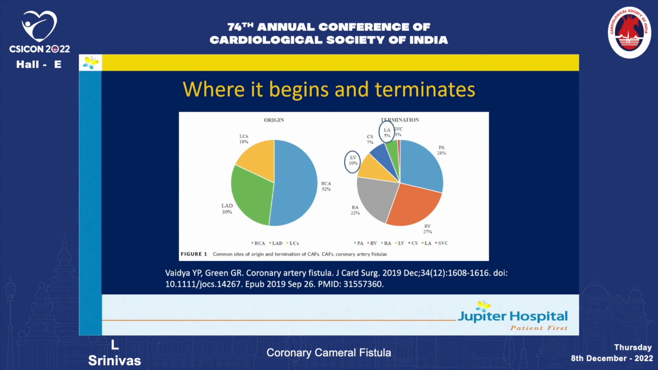If you start with where the fistula begins and where it ends, more than 50% of these fistulas will have origin from the right side, and nearly more than 85% of these fistulas would drain into the right side again. Very few fistulas insert into the left side. The most common site of insertion of this fistula is to the RA, RV, and the pulmonary artery.